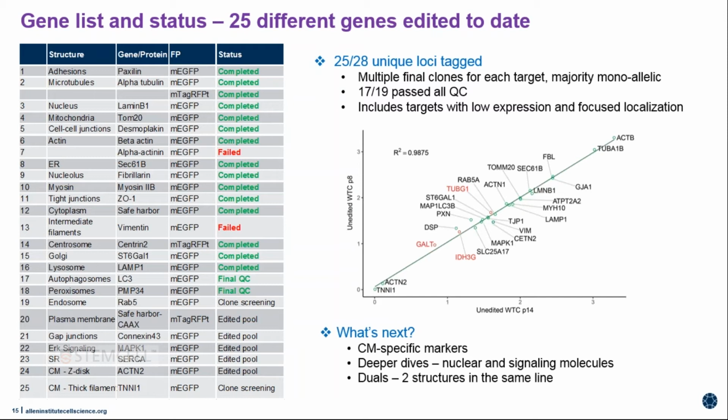We are going to take a little bit of a deeper dive into nuclear proteins and some signaling proteins, because we believe those are going to be important to understand the organization and the dynamics of the cell, in addition to these major structures on the left here. For our modeling group, they really want two structures tagged, one with red, one with green, so that they can understand the correlations, and we are working on that as well.